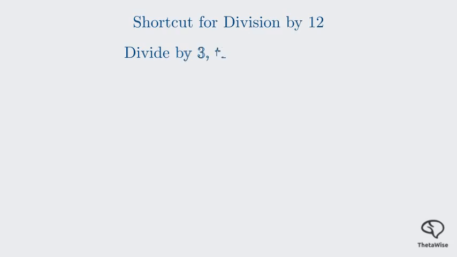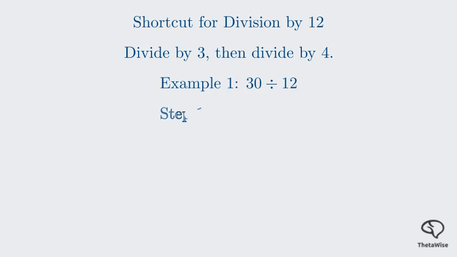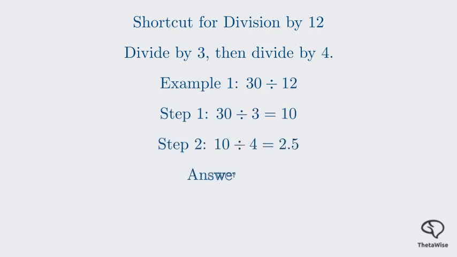Since 12 is 3 times 4, we can divide by 12 in 2 steps, first by 3 and then by 4. This is often easier than long division. Let's try an example. What is 30 divided by 12? First, we divide 30 by 3, which gives us 10. Next, we take that result, 10, and divide it by 4. This gives us 2.5. So, 30 divided by 12 is 2.5.